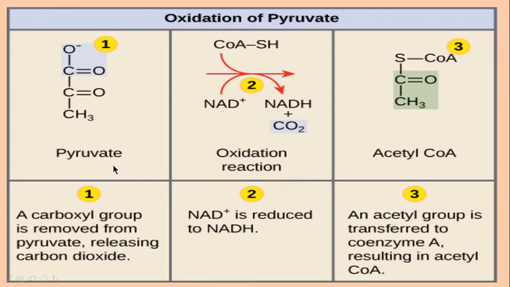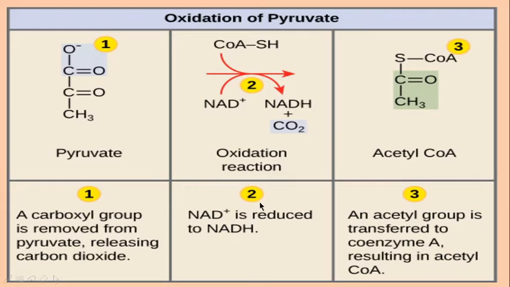So in the first step, pyruvate has a carboxyl group. The carboxyl group is removed from pyruvate, releasing CO2. So how are we getting CO2? From this pyruvate, CO2 has been removed. Then in the second step, the oxidation reaction, NAD plus is reduced into NADH plus H plus.